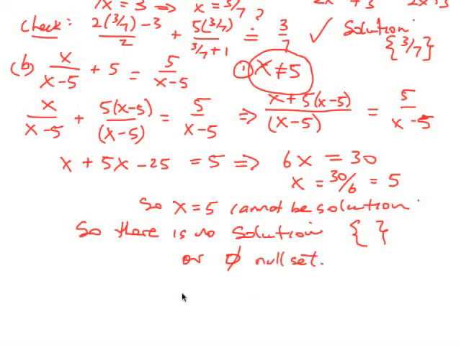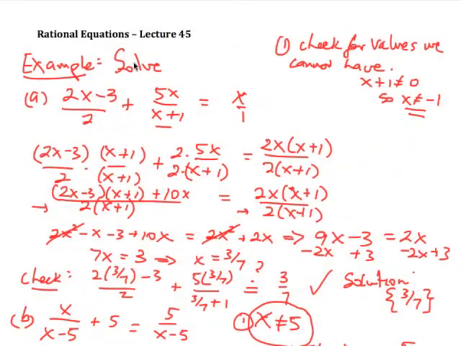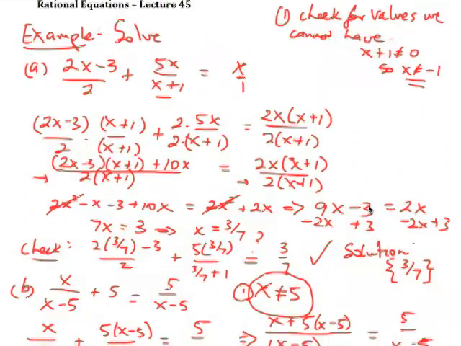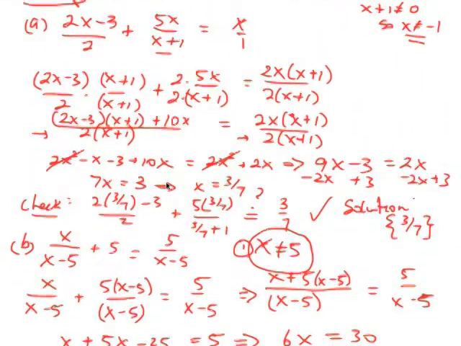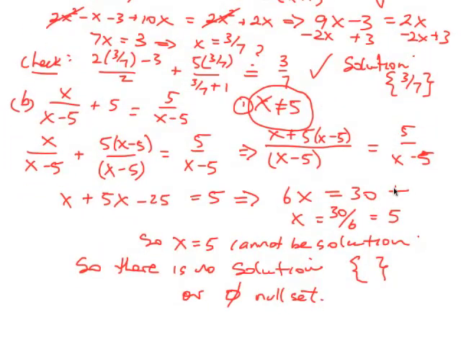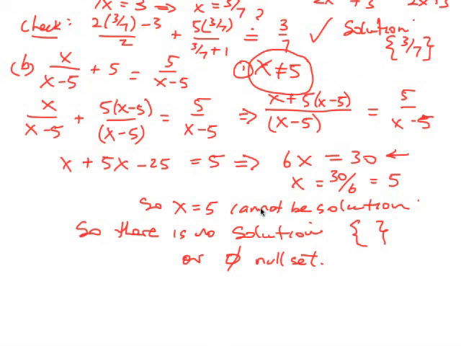Okay, and so there's two examples of rational equations and how to go about doing them. And this was a linear case because it led to actually the formation of a linear equation right here, and of course a linear equation right here.